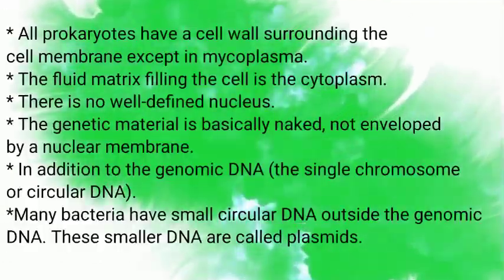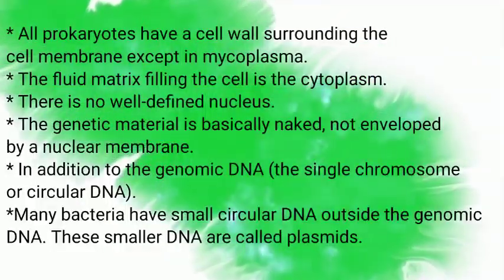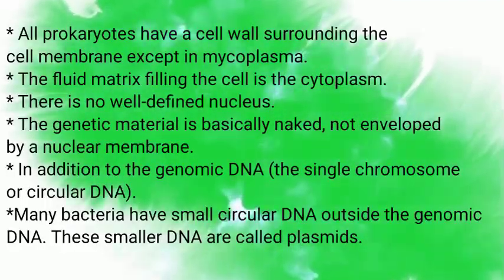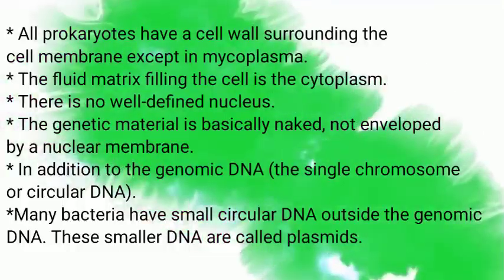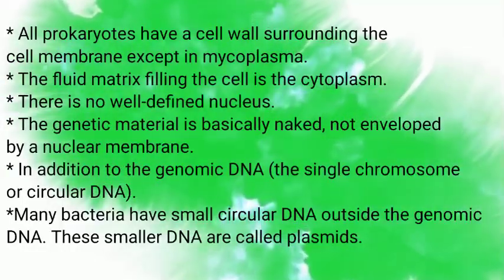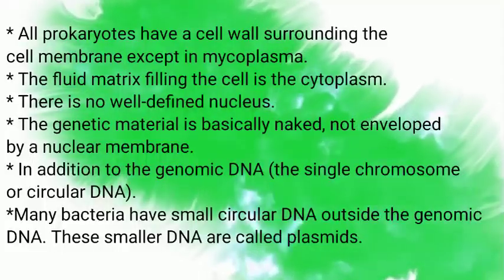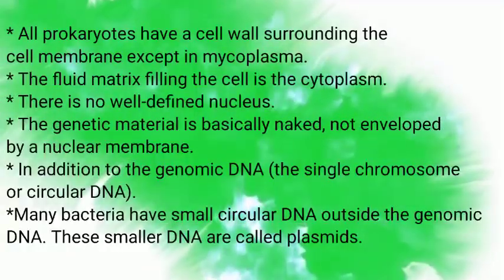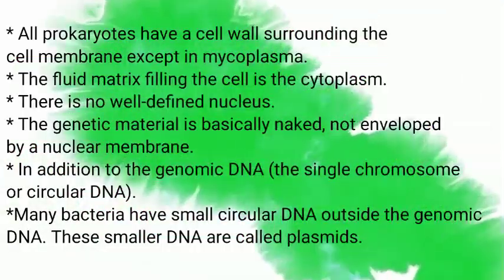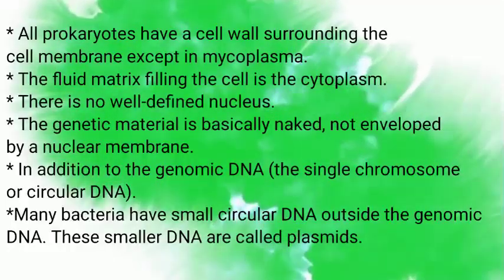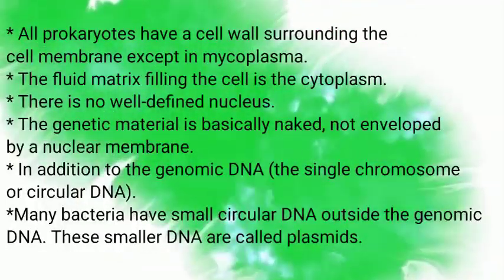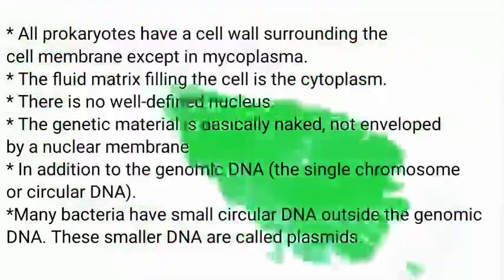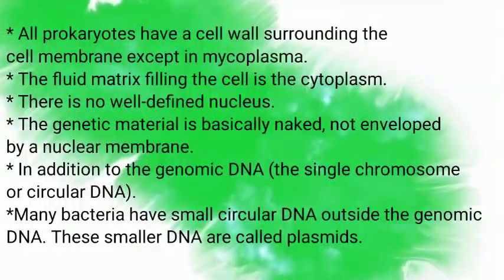All prokaryotes have a cell wall surrounding the cell membrane except mycoplasma. The fluid matrix filling the cell is called cytoplasm. There is no well-defined nucleus in prokaryotes. The genetic material is basically naked, not enveloped by a nuclear membrane. In addition to the genomic DNA, a small circular DNA is present in bacteria. Many bacteria have small circular DNA outside the genomic DNA. These smaller DNAs are called plasmids.